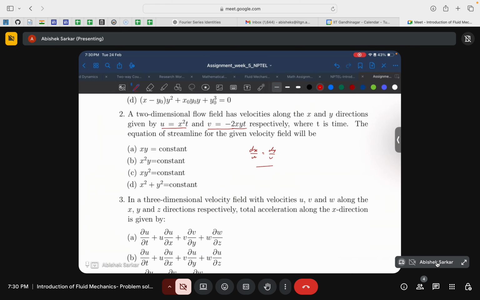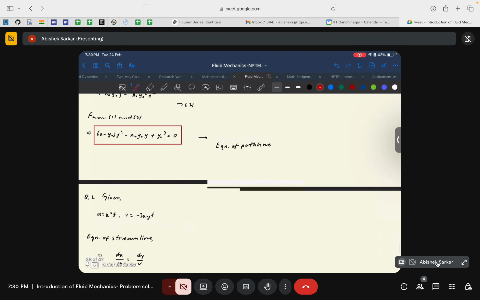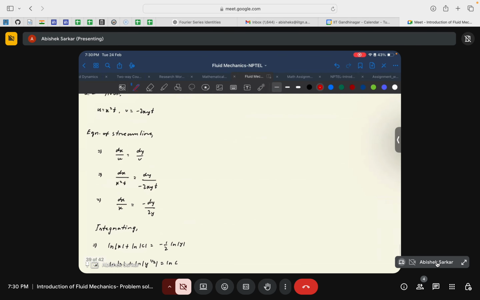So I think time is up, but just look into the solution. Okay, it's very simple actually. So again, the equation of streamline is given by this, so just substitute the value of u and v here. If time would have been left out, that would have made things complicated, but fortunately, very lucky for us, time gets eliminated from both the terms.